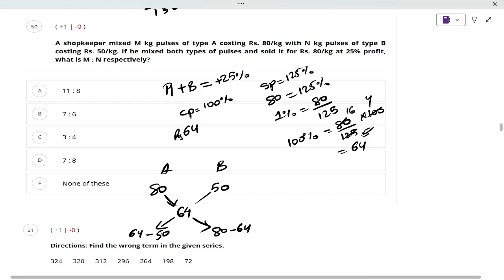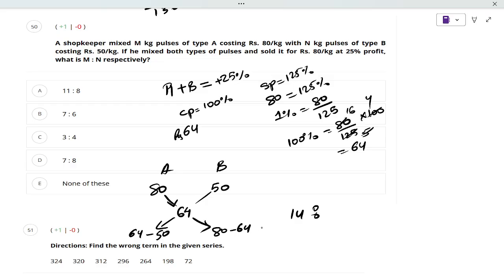After subtracting, we're getting 14. Yes, 14. And here we're getting 16. Now they're asking us to find the ratio. So here 2 times 7 and 2 times 8, we'll get 7:8. Why are we finding the mixture ratio? Because they're asking us to find the ratio of m and n. So m is A and n is B, so 7:8, that's D.